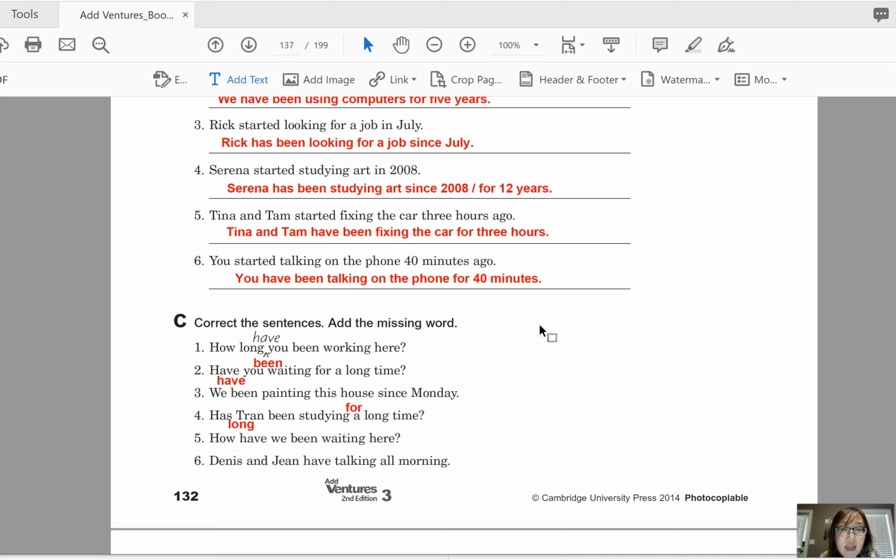Dennis and Jean have talking all morning. So what's missing? Okay, yes, we need to say Dennis and Jean have been talking all morning. Okay, Dennis and Jean have been talking all morning.